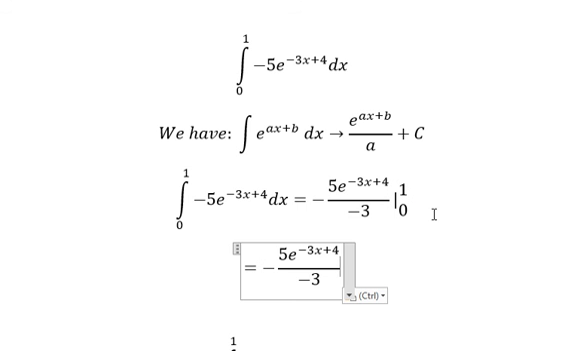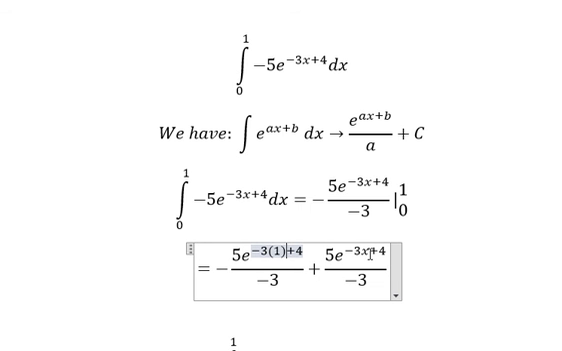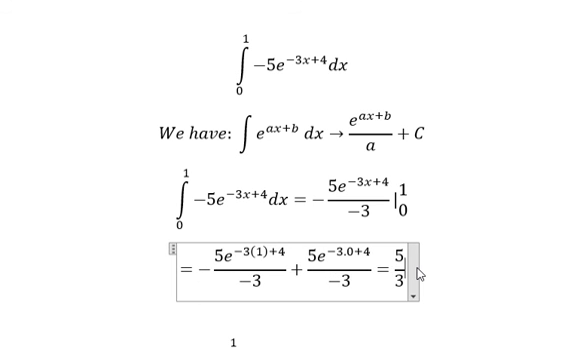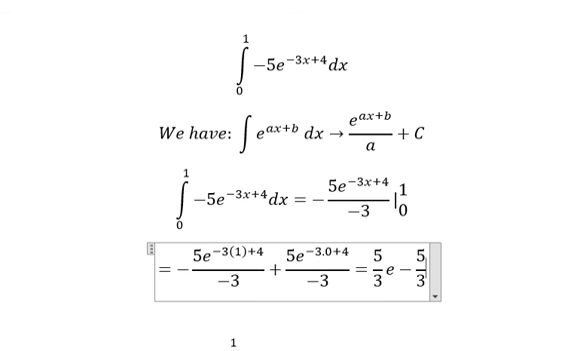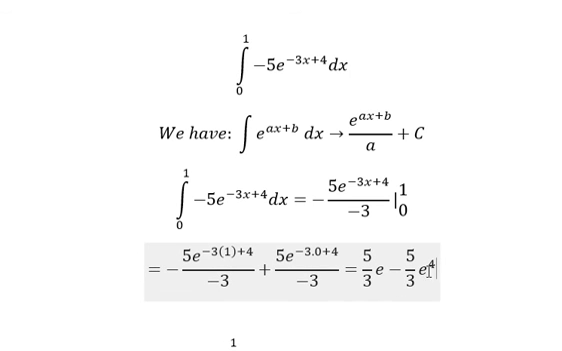And now we can get the final answer. Because we have the bottom negative with negative, we have positive. Now we put number in here. We simplify. And this is the final answer.